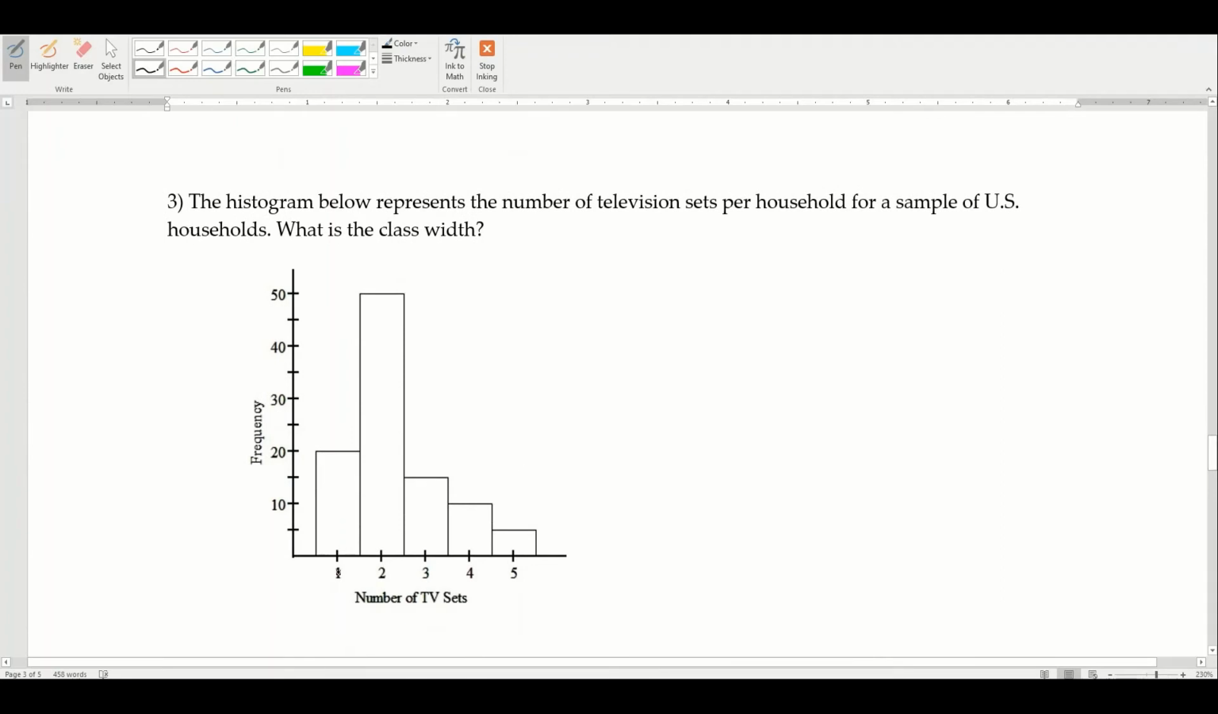Class width of this one uses midpoints. So the classes are down here, once again. So the class width. You can use midpoints to do the exact same thing. You can take 2 minus 1, you get 1. 3 minus 2, 4 minus 3, 5 minus 4, doesn't matter. Still get a 1.